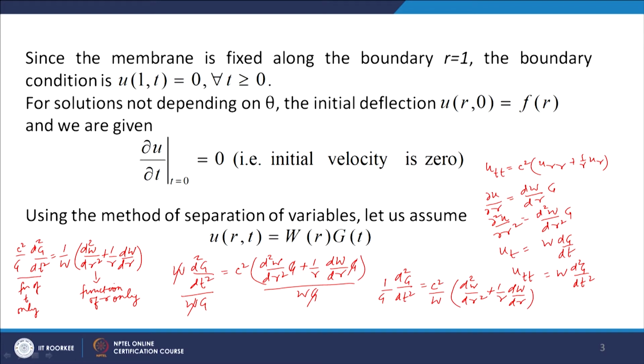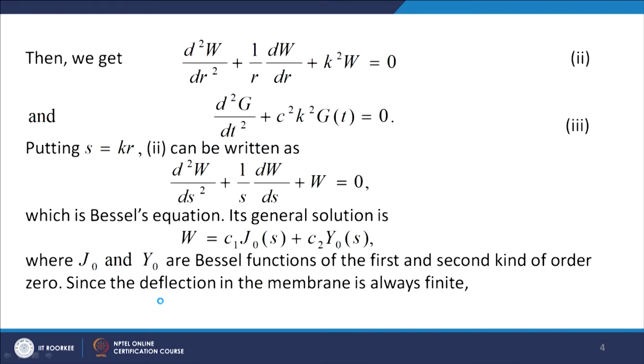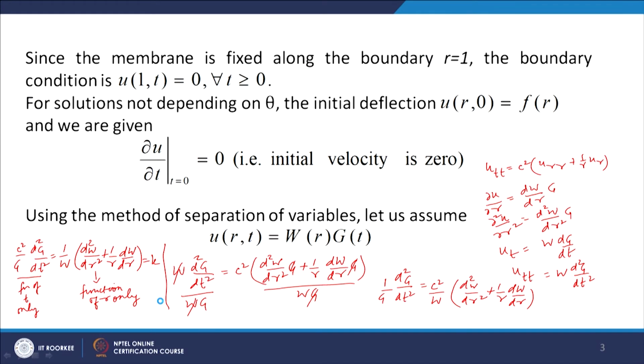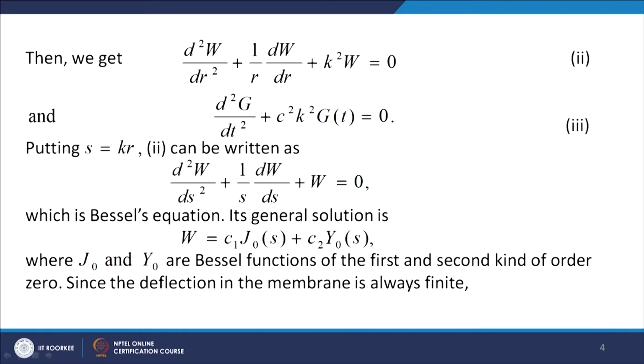R and t are independent variables, so they can be equal provided they are equal to a constant. Okay. So, let us take the constant to be k, then we have two situations. Instead of k, you can take another constant, say mu. If you take mu equal to minus k square, it gives you these equations: d square w by dr square plus 1 by r dw by dr plus k square w equal to 0. The other equation is d square g by dt square plus c square k square g(t) equal to 0.